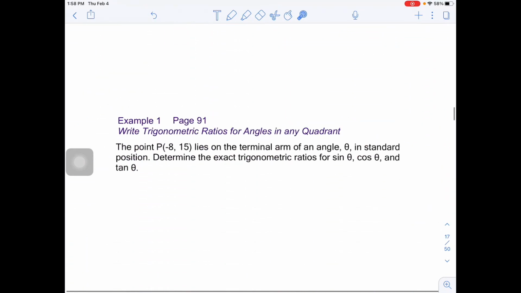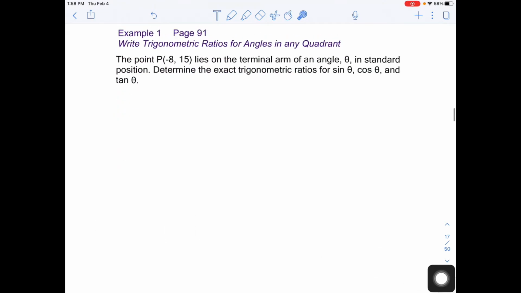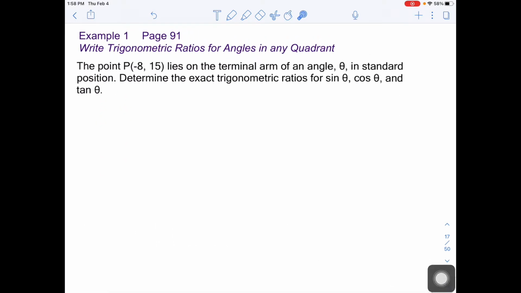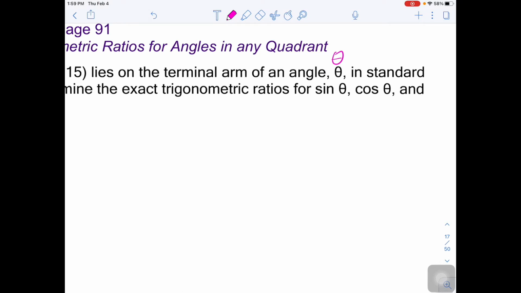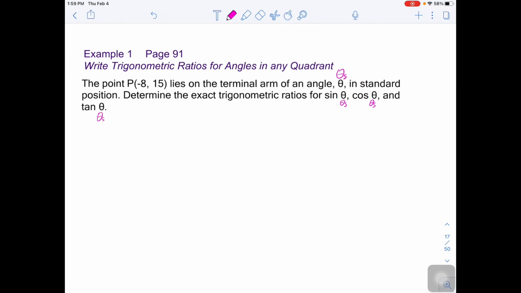So let's look at our first example here. Write the trig ratios for angles in any quadrant. So our first example, the point P, (-8, 15), lies on the terminal arm of an angle in standard position. Determine the exact trig ratios for sine, cosine, and tan of the angle. Okay, so the first thing I'm going to do here is notate this as the standard angle. So we are talking about the standard angles in these positions.